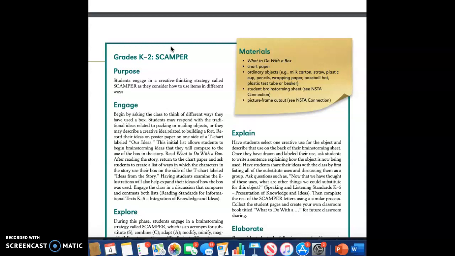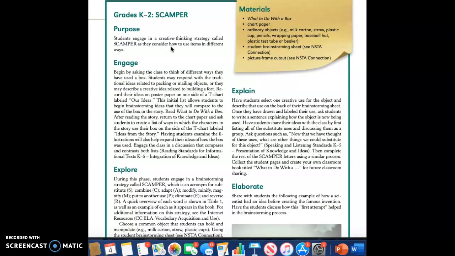So the materials needed would be the book, What to Do with a Box, chart paper, also ordinary objects such as a milk carton, plastic, wrapping paper, caps, whatever is around you that you want to use, as long as you're able to hold it. A student brainstorming sheet, and a picture frame cutout.